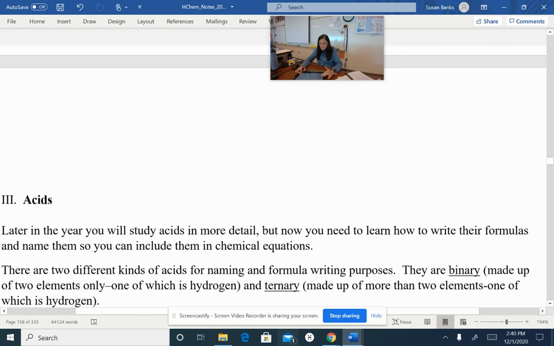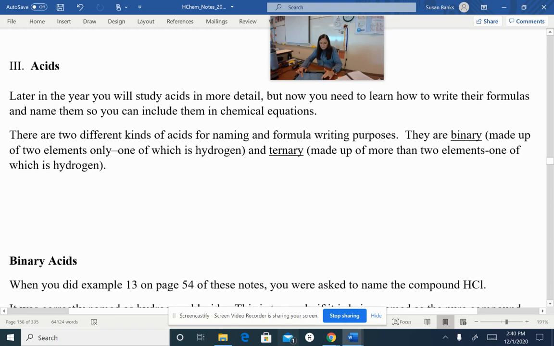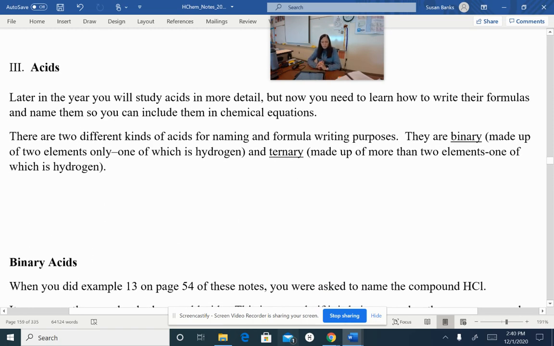Covalent compounds. Now acids. Later in the year, about end of third, beginning of fourth quarter, we're going to study acids in greater detail. But now we're going to need to know how to write their formulas and name them. There are two different types of acid naming formula. There are binary acids made up of two elements only, one of which is always hydrogen, and there are ternary acids made up of more than two elements, one of which is always hydrogen. Acids always seem to have hydrogen. One of the definitions of acids is to have hydrogen ions. So binary acids.